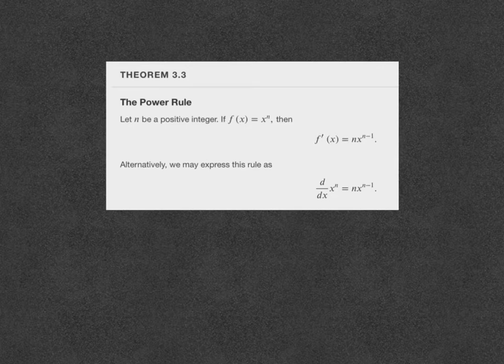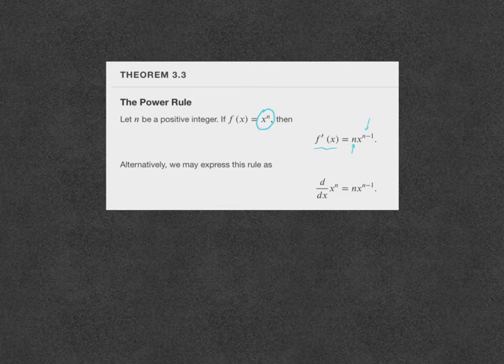So the power rule says, and we saw in a previous section that when we had an x squared, the derivative was 2x. Well, that holds true for x to any power. If my function is x to the nth power, then the derivative of that function is n times x to the n minus 1. So the exponent drops down and becomes the coefficient of x, and then we subtract 1 from the exponent.